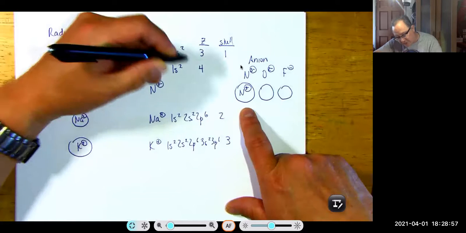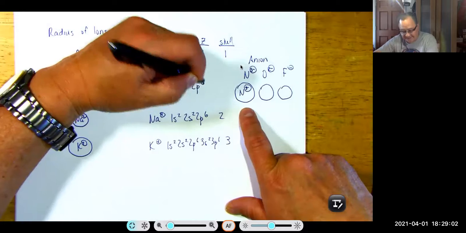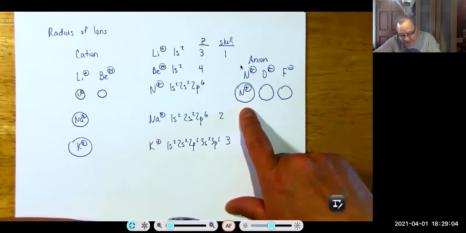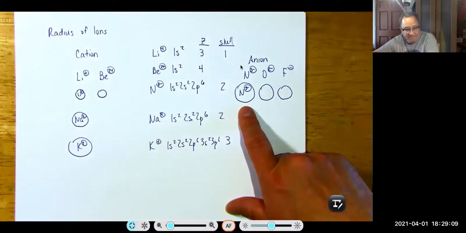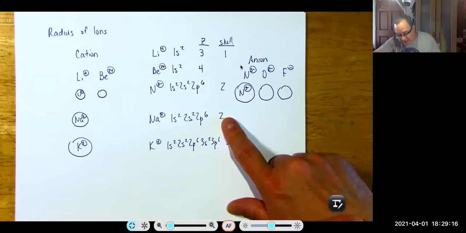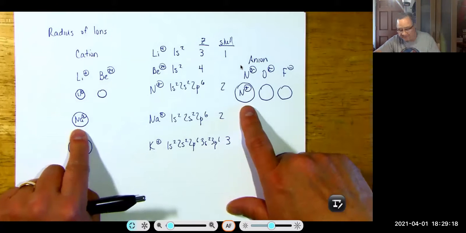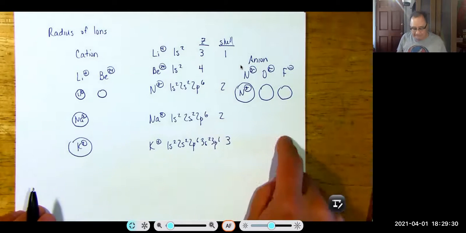So why is that nitride so big? The answer is it's 1s2, 2s2, 2p6. It's got electrons in the second shell, so of course it should be bigger than lithium. And in fact, you would argue that it should even be bigger than sodium. So that's the case for all these anions.